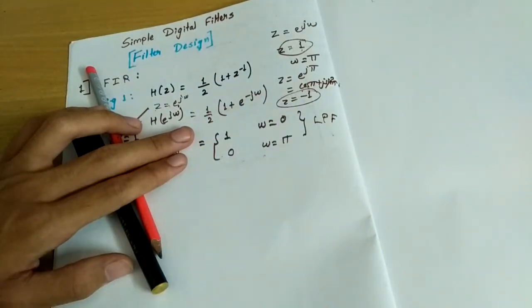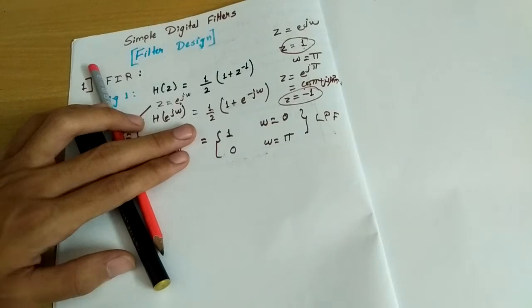So these are the two ways you can check whether it is high pass, low pass, band pass, or anything. We will be seeing all the cases, high pass, low pass, band pass, in case of FIR filters as well as IIR, and we will see the all pass case as well.